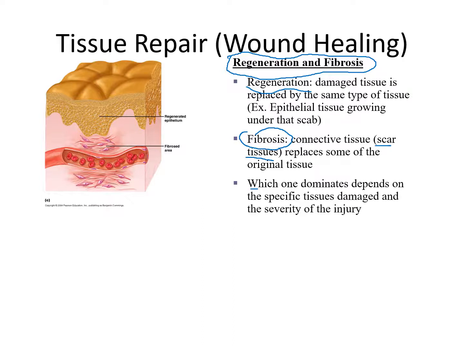And which one happens is very specific, and we really don't know exactly why or what's driving these decisions in the body, but it's an area of active research. But which one dominates is going to depend on the specific tissue damage and the severity of the injury, right? The more severe the injury, the more likelihood of fibrosis rather than regeneration.